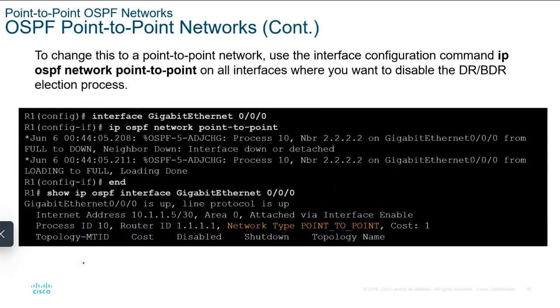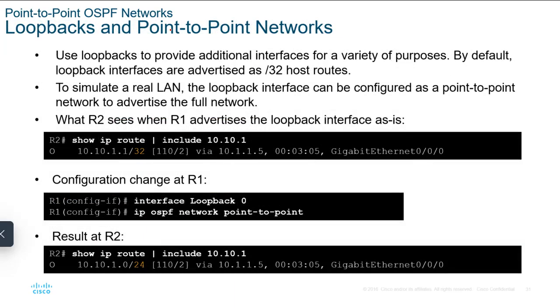To change this to a point-to-point network, use the interface configuration command IP OSPF network point-to-point from broadcast. So you call the interface, as you can see, it is this one here, and then IP OSPF network point-to-point. Then once you try again, this time instead of network type broadcast, we have point-to-point, and this time we don't have the designated router and then backup designated router.